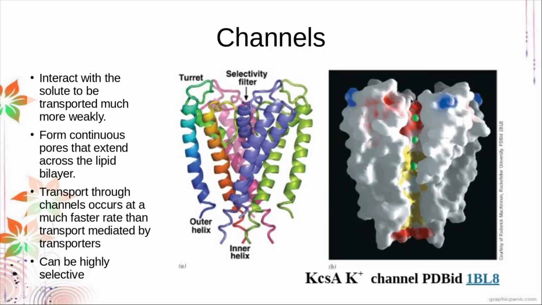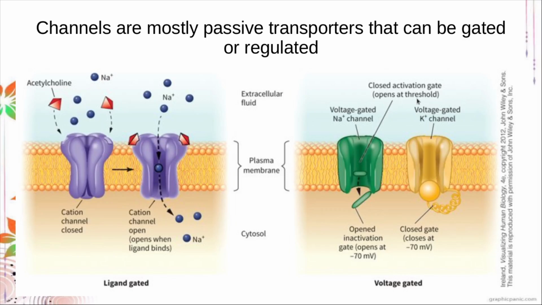So that's one characteristic of your channel. They are highly selective, and that's because of the selectivity filter. Usually it is found at the opening of the channel, usually on the exterior side of your channel. Channels are mostly passive transporters, and when we say passive, they just follow along the concentration gradient. We do not have to exert ATP to transport materials against the concentration gradient, and that makes sense because channels only bind the solute weakly and just allow it to pass through.